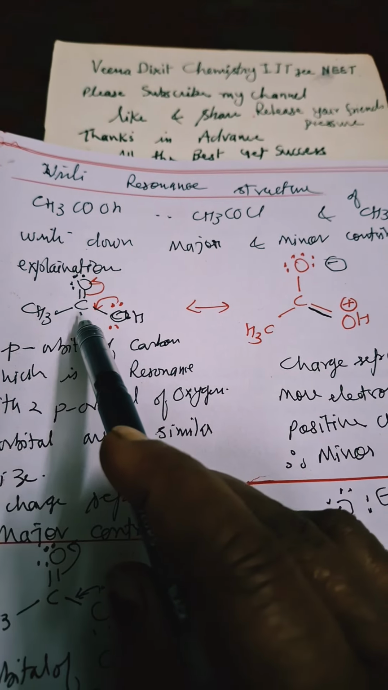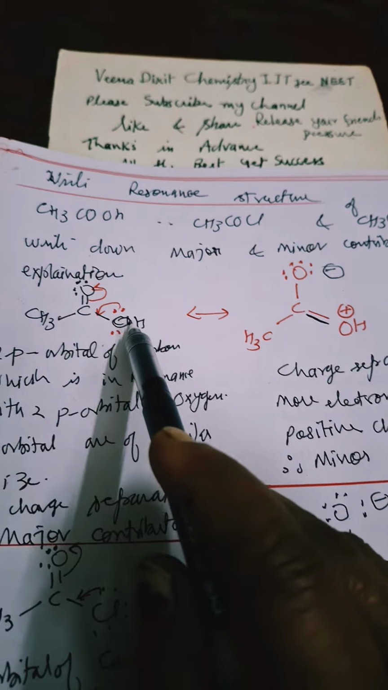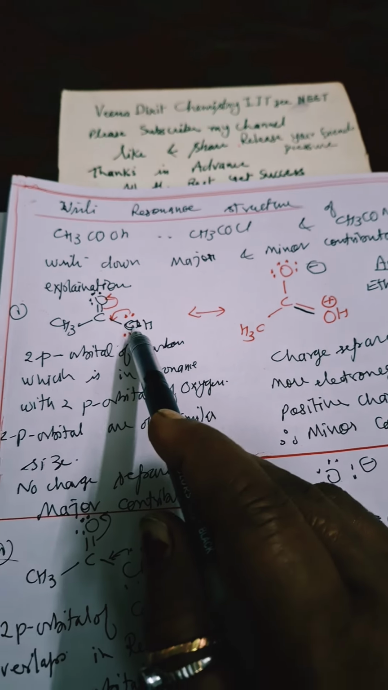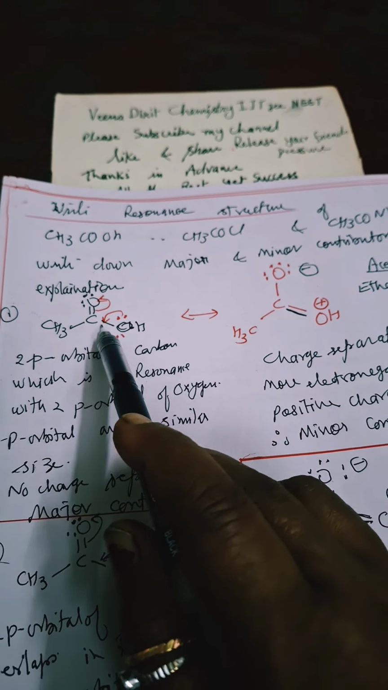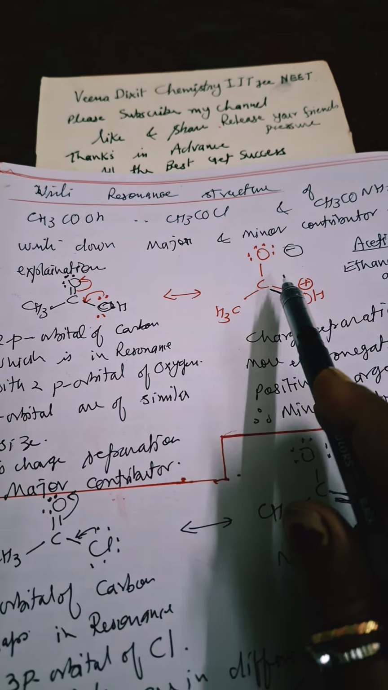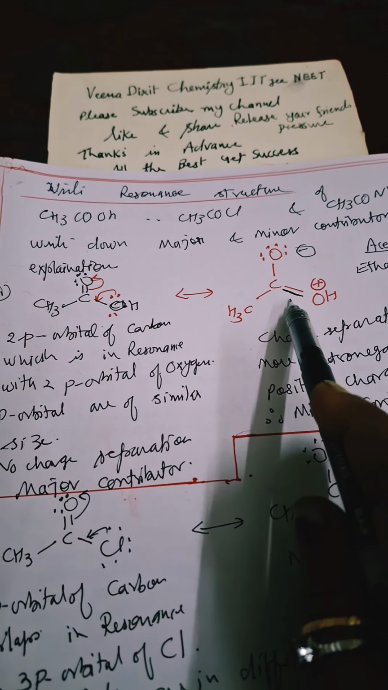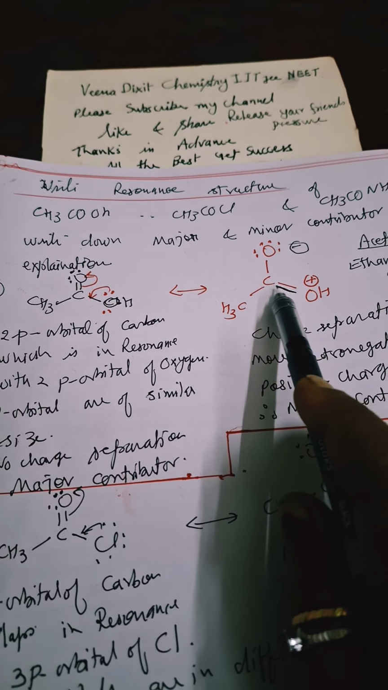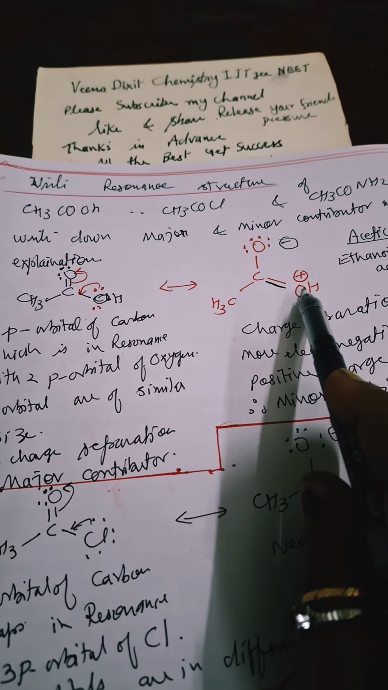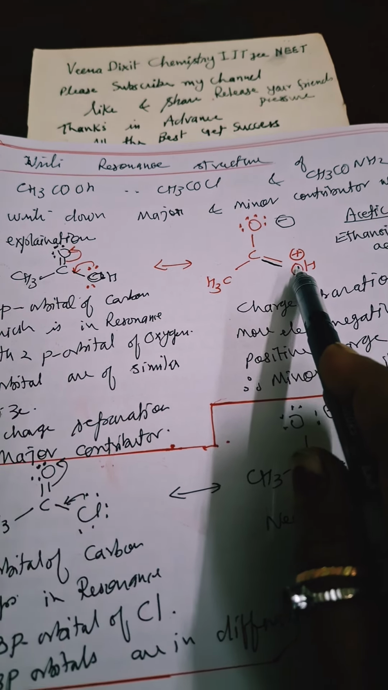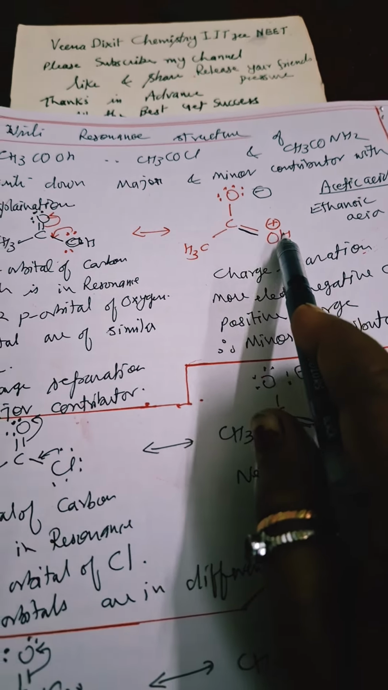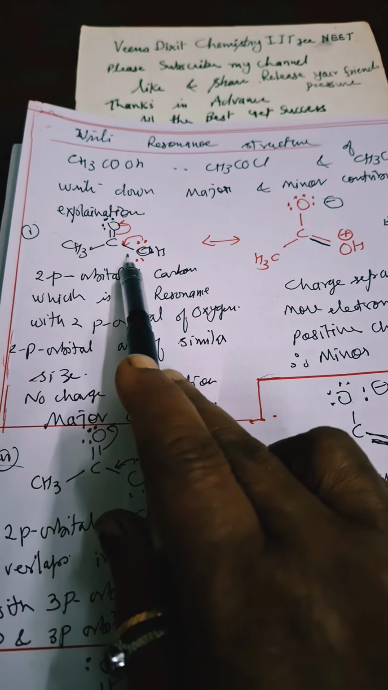Now this carbon becomes electrophilic, so a lone pair of electrons from this oxygen moves between carbon and oxygen, making a double bond over here. And now since there are three bonds, the carbon oxygen double bond and the oxygen hydrogen bond, this oxygen carries a positive charge. So which will be the major contributor? This will be the major contributor.